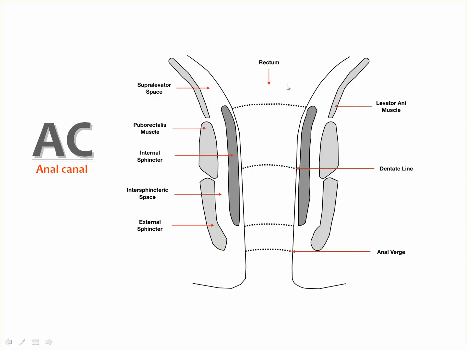Then you see this is the rectum, and this is the junction between the rectum and the anal canal. This is the internal sphincter, and this is the external sphincter. The external sphincter is continuous above with the puborectalis muscle, which is continuous with the levator ani.